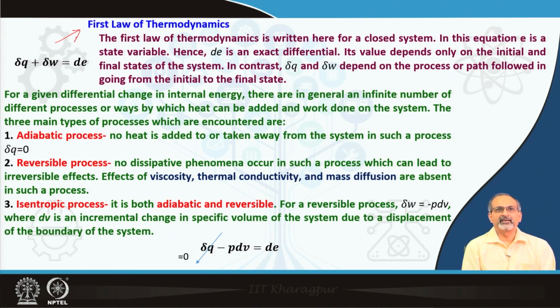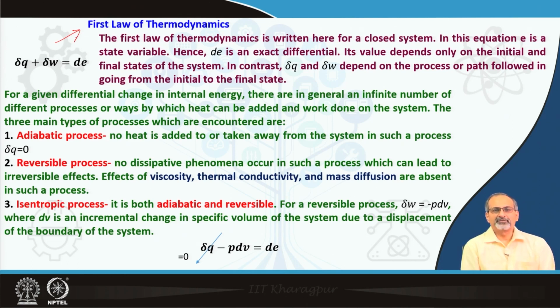Looking at the first law of thermodynamics, it is written here for a closed system, and in this equation again E is a state variable, hence dE is an exact differential. It is not path dependent, its value depends only on the initial and final states of the system when it undergoes a process, while del Q and del W are process dependent or path dependent, and depend exactly on how you go from the initial to the final state following a particular kind of process. Some of the processes are mentioned below.